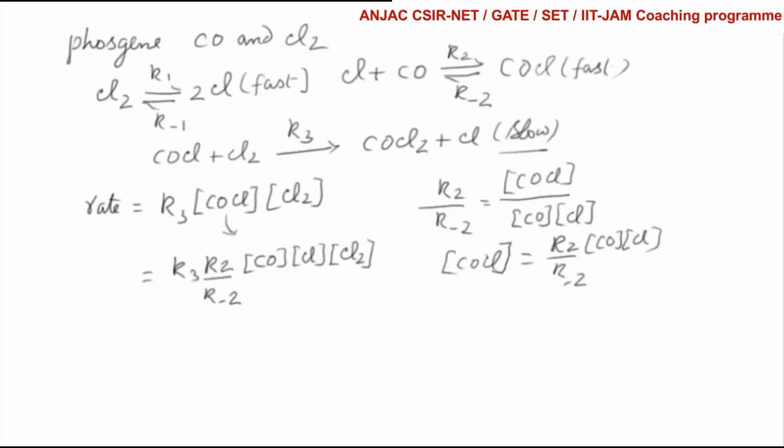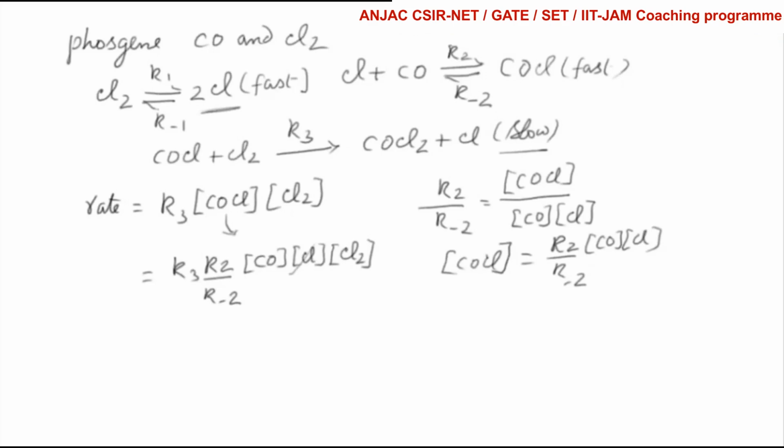Whether it is a final rate law equation or not, tell me. Final rate law equation or not? Nobody else there? No, sir. No. Why is it not a final rate law equation? Cl is there. It is the intermediate, and the Cl should be replaced. The Cl concentration is in the equilibrium formation of this one.